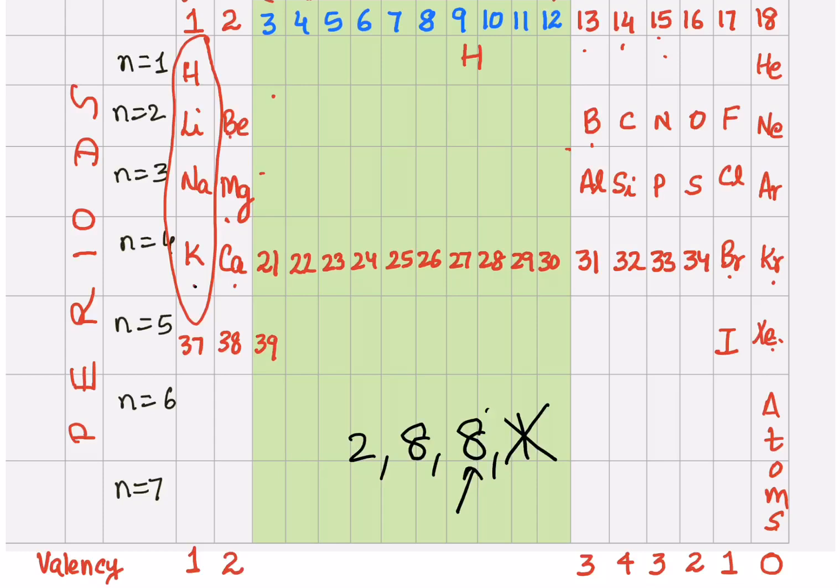For calcium, the electronic configuration is 2, 8, 8 and 2. So how many does it need to complete its octet? Yes, easily do away with 2.